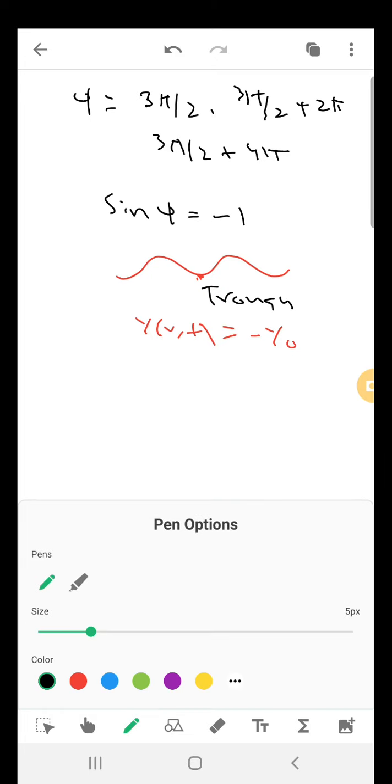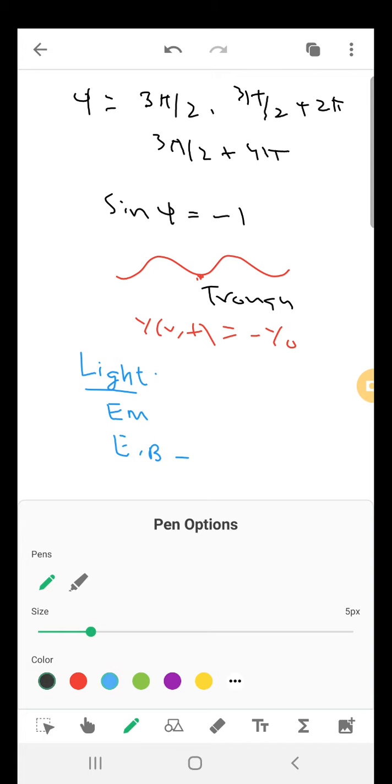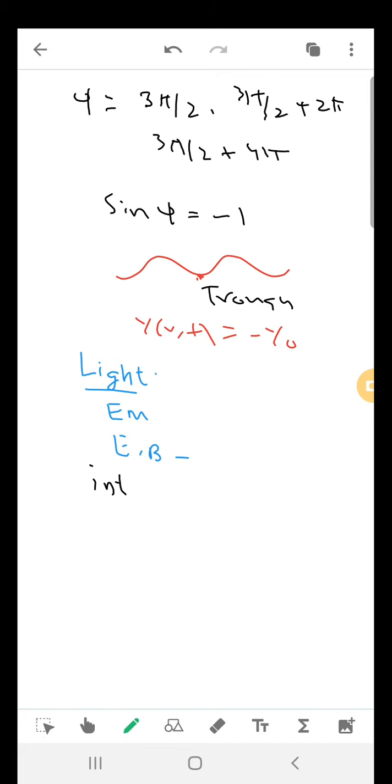Now coming to light waves. Light is an electromagnetic wave, so there are electric and magnetic fields E and B. They vary between positive and negative maximum, and interaction of light waves can also occur. So if they interact, then the principle of superposition is applied.